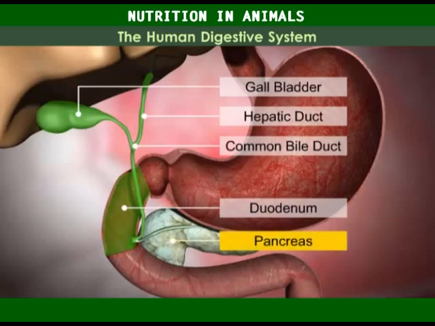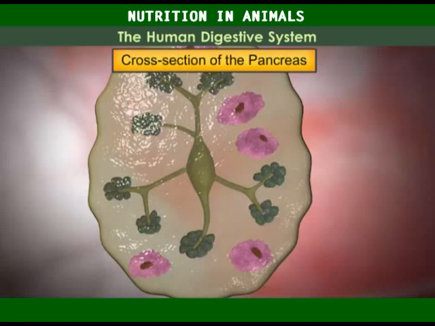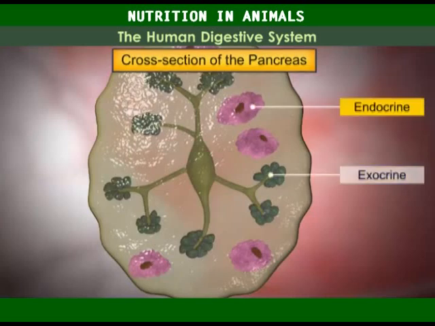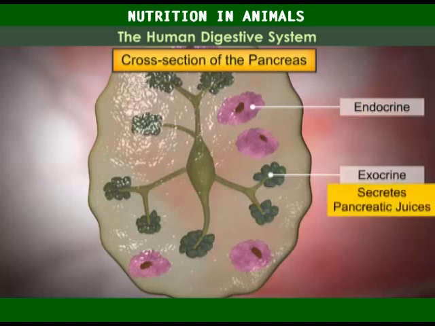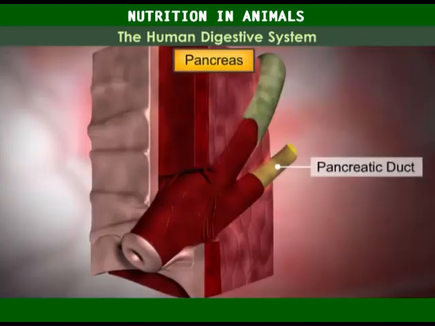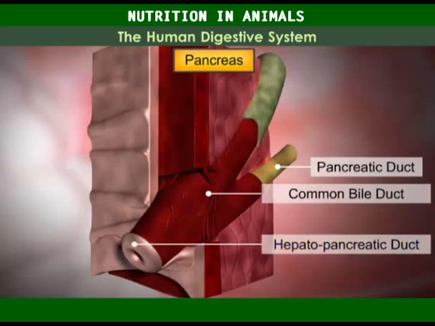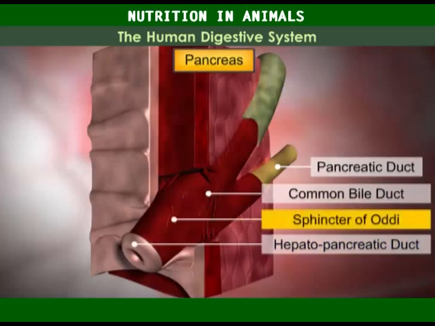The pancreas, situated below the liver, is a compound and elongated organ consisting of exocrine and endocrine parts. While the exocrine portion secretes an alkaline pancreatic juice containing enzymes, the endocrine portion secretes hormones such as insulin and glucagon. The pancreatic duct, which carries the pancreatic juice from the exocrine portion, joins the common bile duct, and both of them open into the duodenum as the hepatopancreatic duct, which is guarded by the sphincter of Oddi.